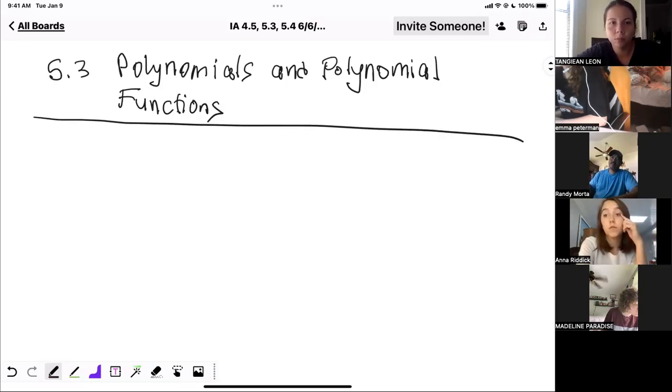This is probably review. If you took developmental math 2, you did this already. If you're here and you haven't done math in a while, I'm sure you've seen this. Just need a little refresher. So first, we want to talk about the vocabulary. What does all this mean? So what's a polynomial?